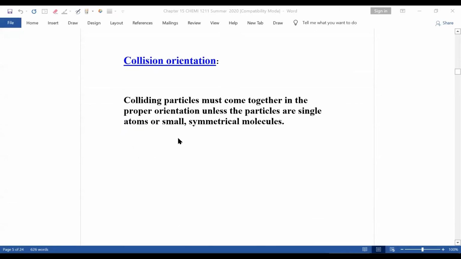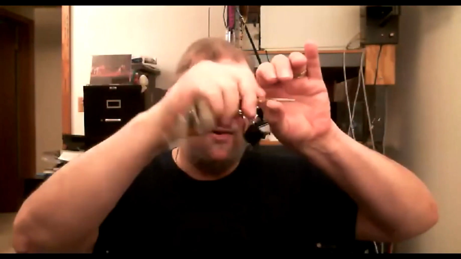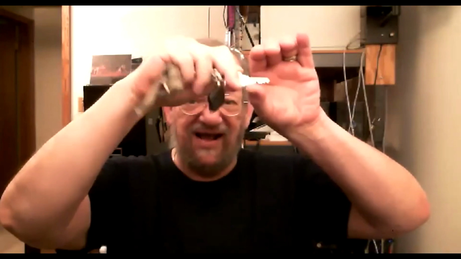And the last one of this is, or second last, there's two more, collision orientation. Certain molecules, when they collide, must be oriented properly for the particles to react, unless they're small molecules or atoms. But for most reactions, this is true. And how do you envision that? Ta-da, my house key for my front door. Now, if I put it in the lock like this and turn it, I'll unlock the door. If I go like this, it won't go in the lock and I can't unlock it. Molecules are like that. If they come together the wrong way, they won't, but if they go like this, they can react.